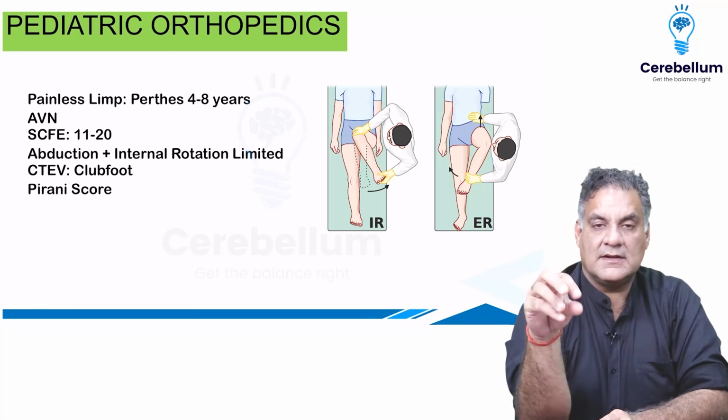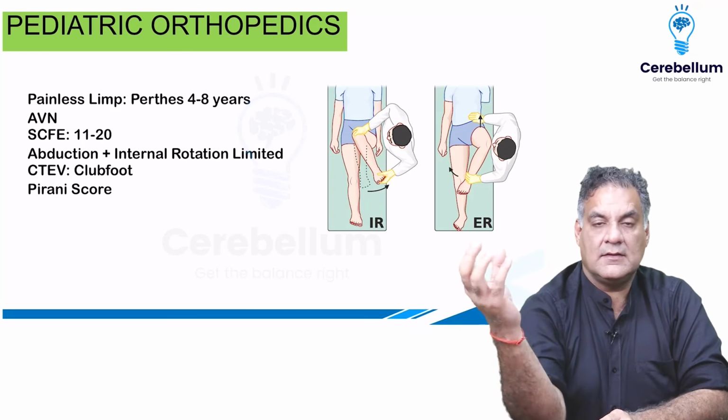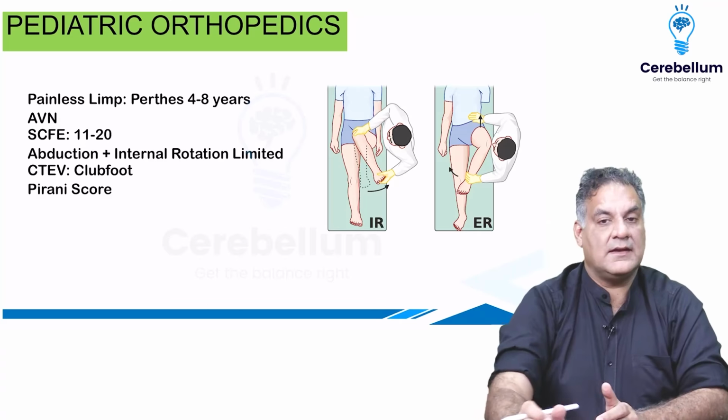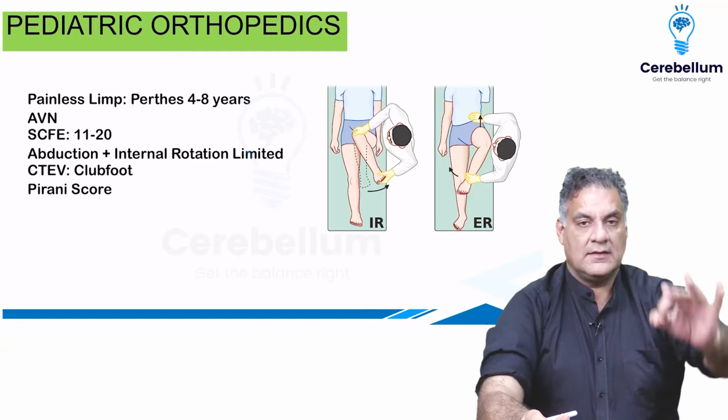The most common congenital anomaly in India is CTEV, called club foot because it resembles a club, which is scored by Pirani sign. Remember two things.